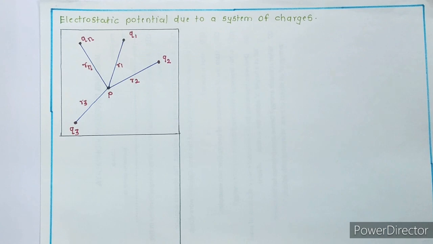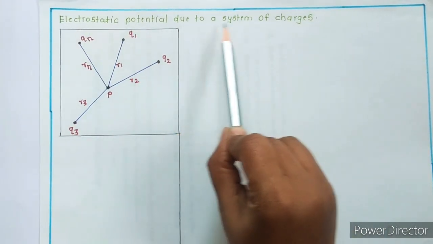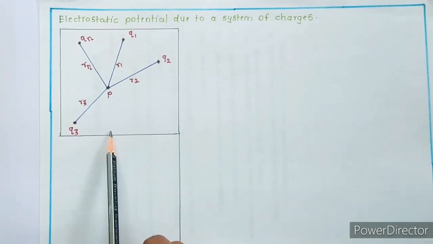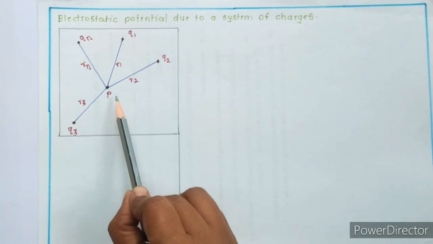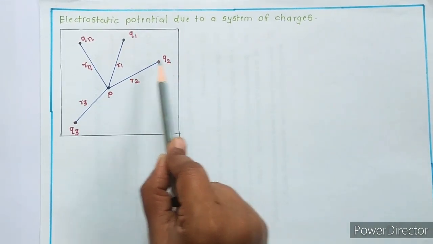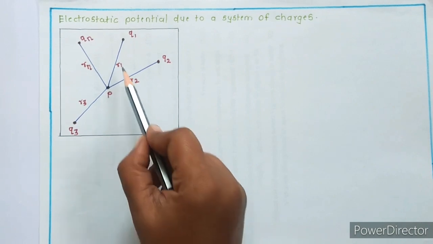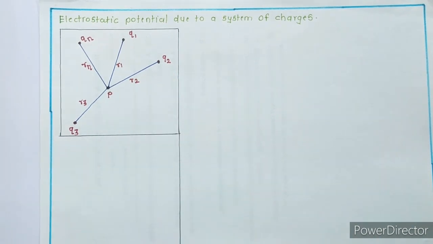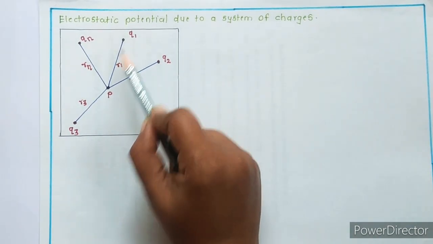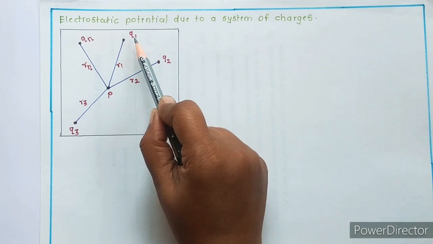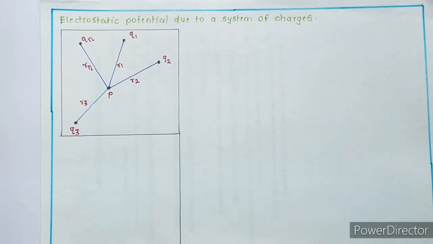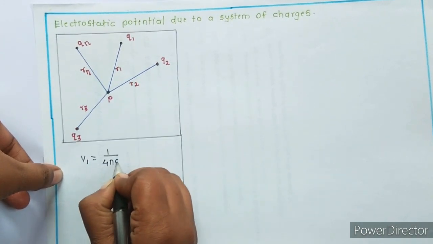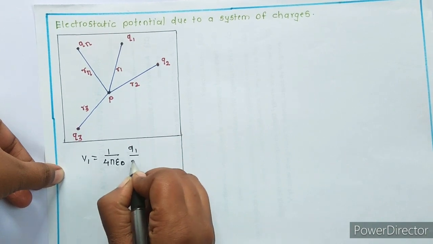Now the next derivation is the electrostatic potential due to a system of charges. System of charges means here we consider a number of charges. Here we have considered a system of charges Q1, Q2 up to Qn at distances R1, R2 and Rn respectively from the point P, and the potential at point P due to the charge Q1, given by V1, is equal to 1 upon 4 pi epsilon 0 Q1 upon R1.